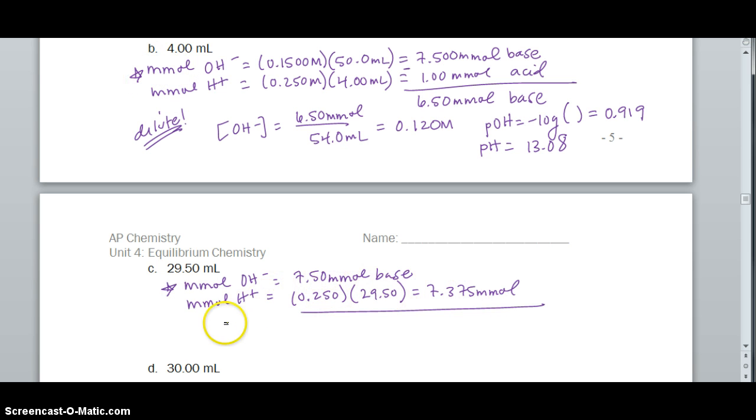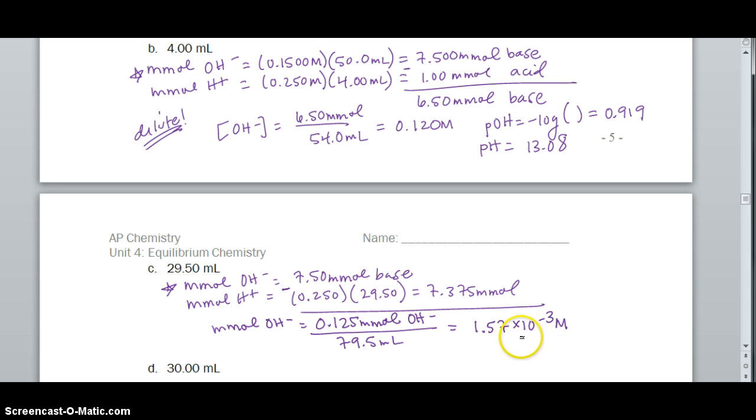And so we subtract those. The amount of OH that's present now, we just take the difference. So we subtract 7.5 and 7.375, and we get 0.125 millimoles of OH minus. But the total volume now is 50 plus this 29.50, so total volume is now 79.5 milliliters. So we dilute that, we get a concentration of 1.57 times 10 to the negative third molar.